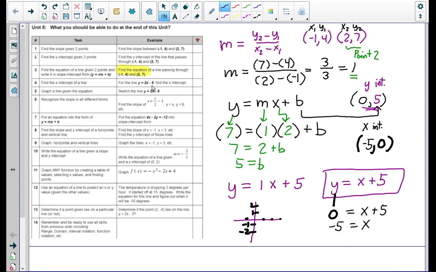Okay? So again, for the last few minutes, I've been using y equals 2x plus 6. If you just change that here and then try it yourself, that's fine. Okay, skill 6, recognize the slope in all different forms. All right? So find the slope for these two.